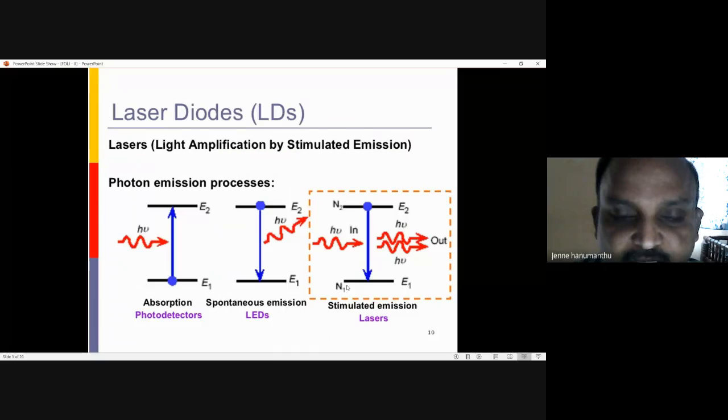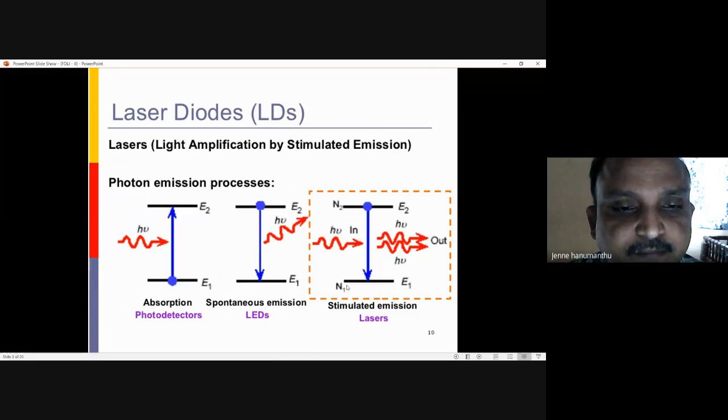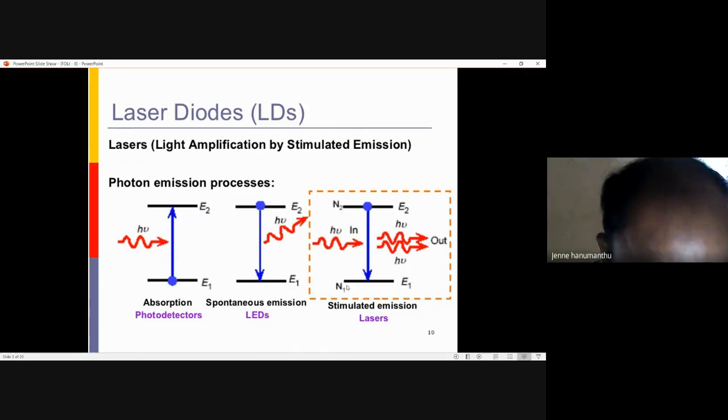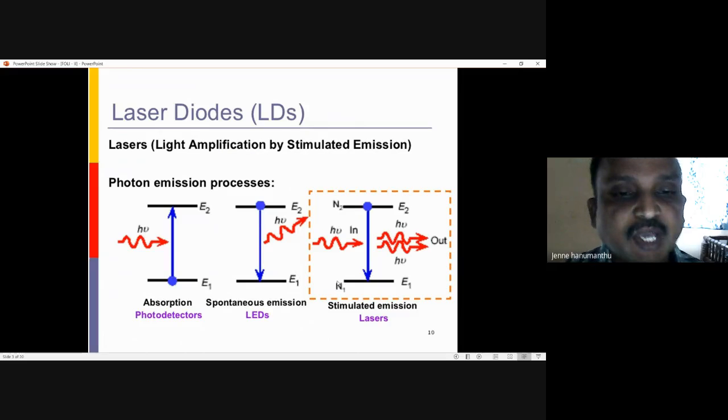Good morning, dear students. Last class we discussed light sources, the LED structure, LED operation, and how these LEDs will be useful in the optical communication side. Right? Today we see the other light source. As per the syllabus, the other light source is lasers or laser diodes.